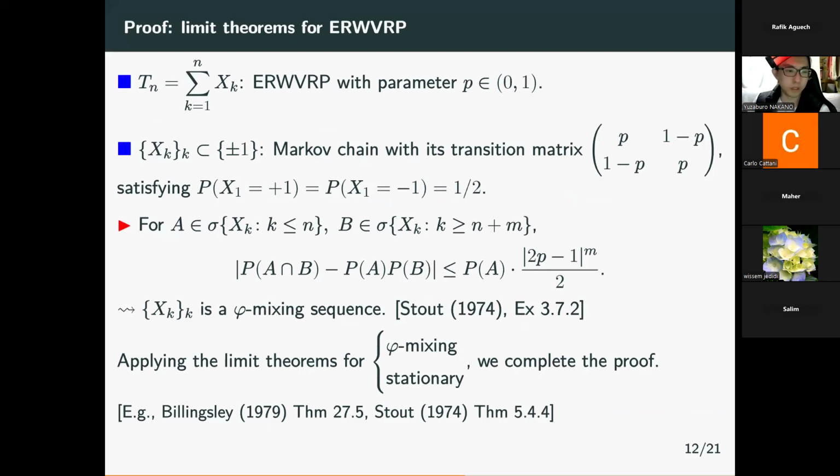Okay, we have less time, but let me jump into the proof of limit theorems for the elephant random walk, remembering the very recent past. Let Tn denote the elephant random walk, where xk is a Markov chain with this transition matrix, and the initial distribution is stationary.